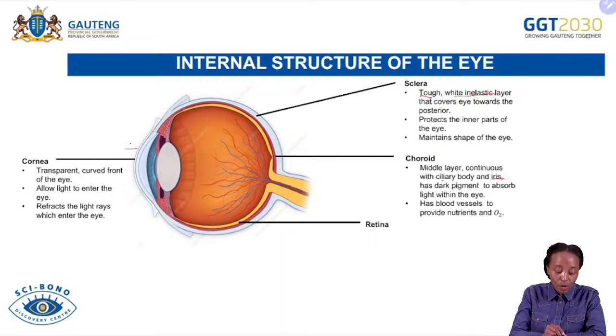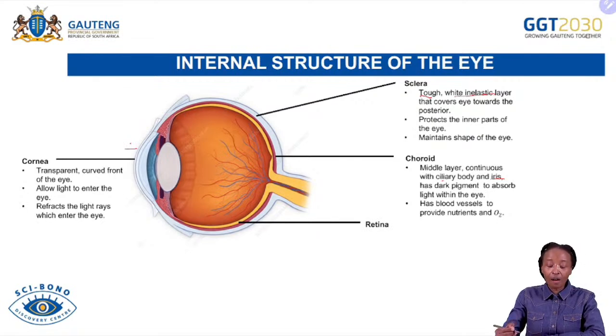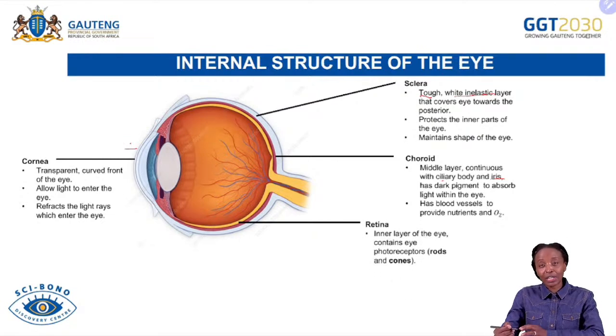Then another layer, the innermost layer, is what we call the retina. This is the yellow part. If you look at this diagram, the retina is the yellow part, the innermost layer of the eye. This innermost layer contains photoreceptors. This is where we find the photoreceptors. Remember, when we started last week, the lesson that we watched last week, we were told about receptors. Receptors that are found in the eye, we call photoreceptors.